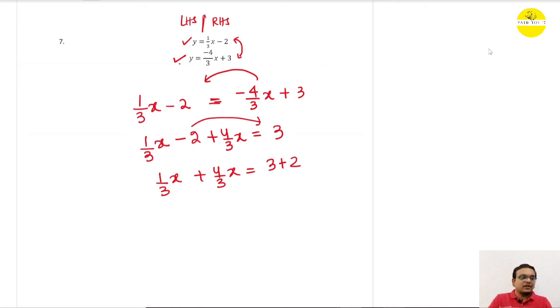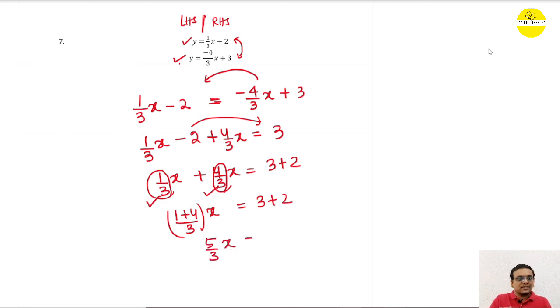Got it? Now if I try to add these two fractions, we know what is 1 over 3 plus 4 over 3, because the two terms are like terms. We know that they contain the same variable. So 1 over 3 plus 4 over 3, can't we write 1 plus 4 over 3? If I try to add these two fractions, and we have x outside, so that is 3 plus 2. Got it? So here I'm getting 5 over 3 times x, and 3 plus 2 equal to 5, right? And I want to find the value of x here.